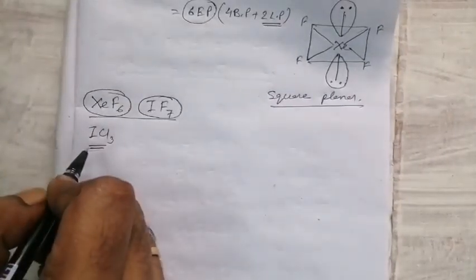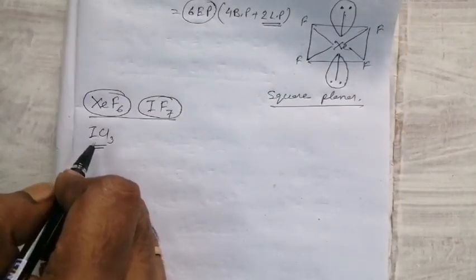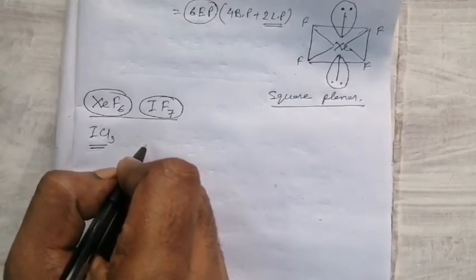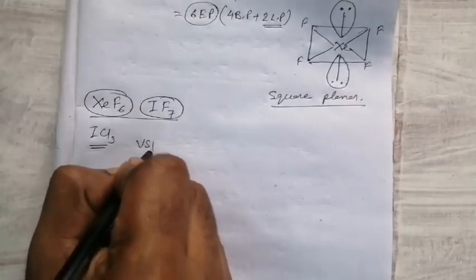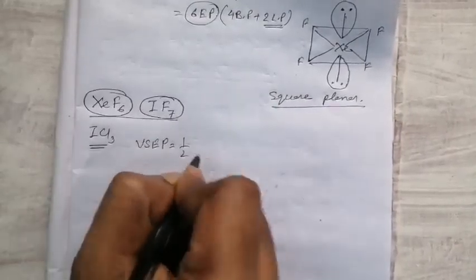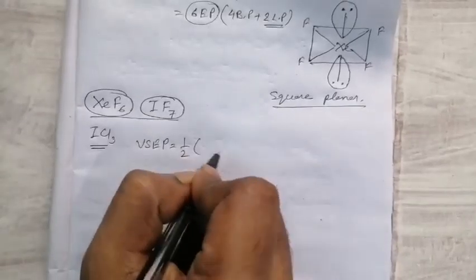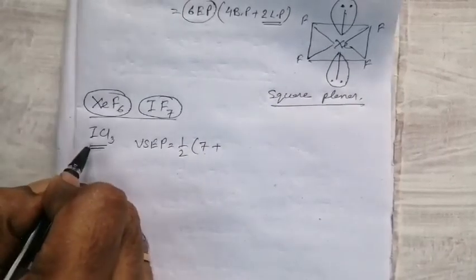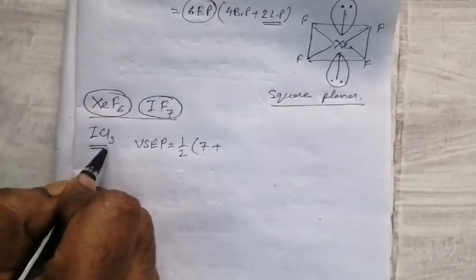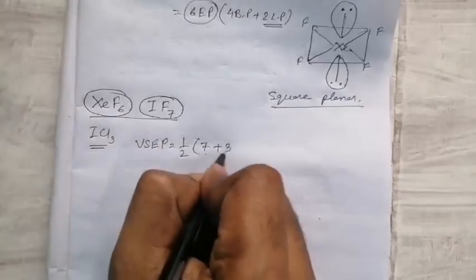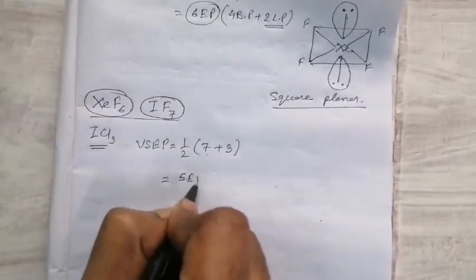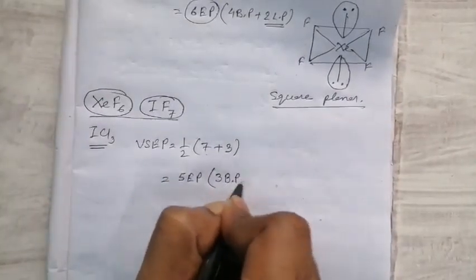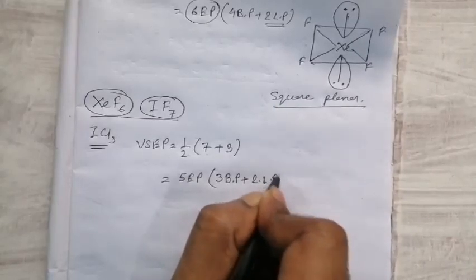ICl3, here the central atom is iodine, which is surrounded by 3 chlorine atoms. Now iodine is a halogen, and we know all halogens have 1 electron less than the octet electronic configuration. So it's very easy to write the VSEPR calculation. 7 plus 7, where 7 is the number of electrons in the valence shell of iodine, 1 less than the octet. Now it is bonded to how many chlorine? 3 chlorine. Chlorines are monovalent, so put 3, so we get 5 electron pairs. Now 5 electron pairs, how many bond pairs? By now you know it is 3 bond pairs plus 2 lone pairs, the rest are lone pairs.